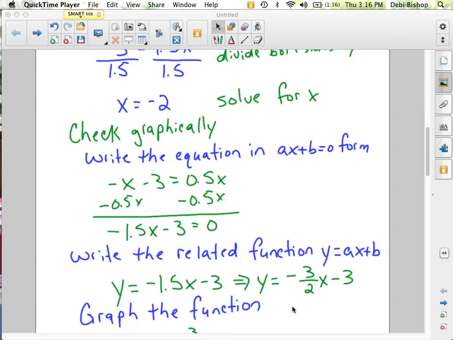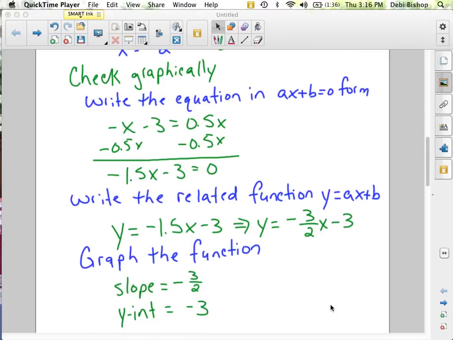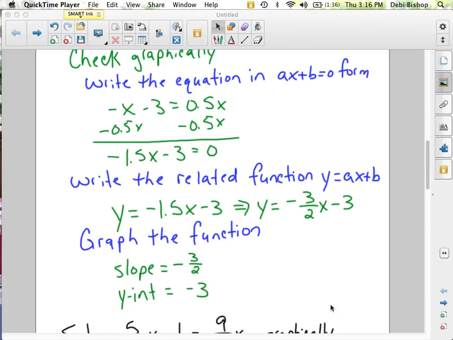Today in class I discussed fractions. Now I want you to convert your negative 1.5x into an improper fraction, because you will see we need this as our slope. Negative 1.5x is equal to negative 3/2 x. So our new related function is y equals negative 3/2 x minus 3. Now we are going to graph the function. With this equation, we know that our slope is negative 3/2 and our y-intercept equals negative 3.